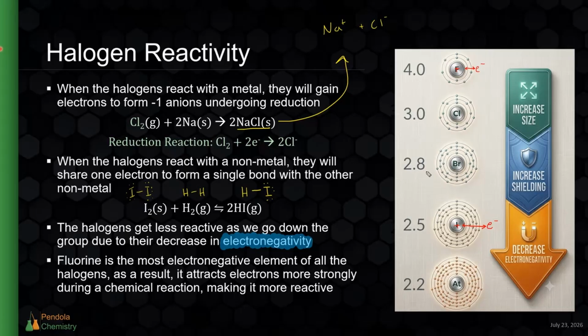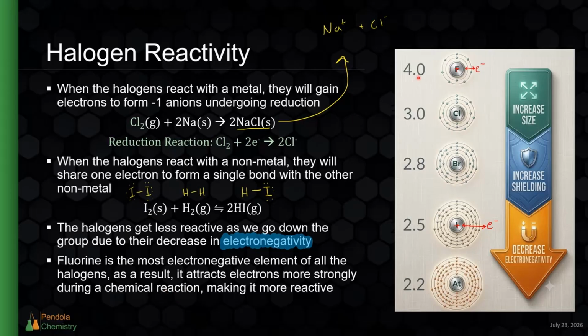And so as we go down the group, the electronegativity is going to decrease. It makes it much harder for those nuclei in the halogen to attract the electrons that don't belong to it, meaning that its electronegativity goes down. Fluorine is the most electronegative element out of all of the halogens, and in reality is the most electronegative element, period. And it attracts electrons more strongly during chemical reactions.